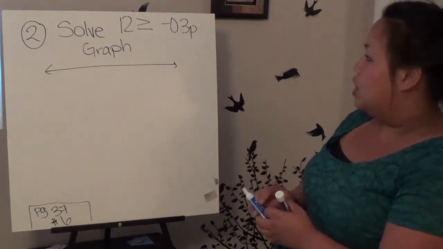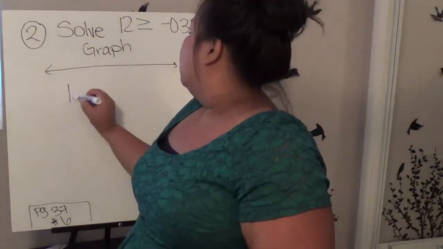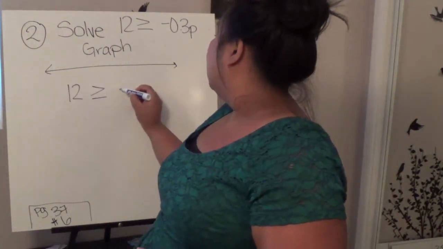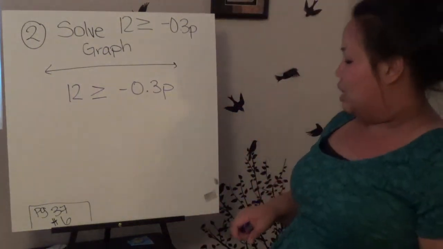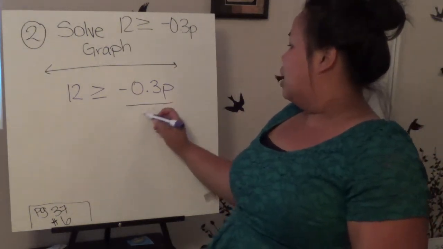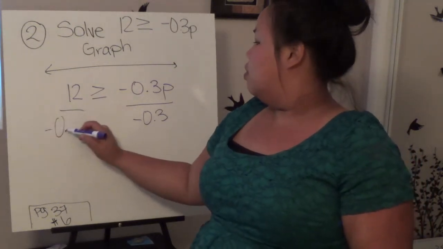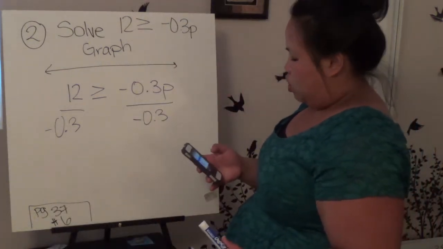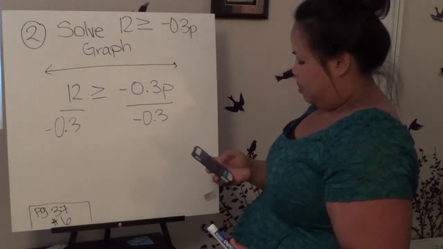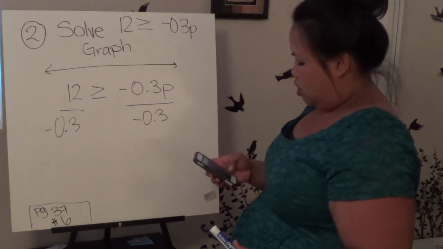Our next one is asking for the same thing. It wants us to solve 12 is greater than or equal to -0.3p. Okay? In this case, I'm going to divide both sides by -0.3. Okay? And if I take out my calculator, 12 divided by 0.3 is 40.